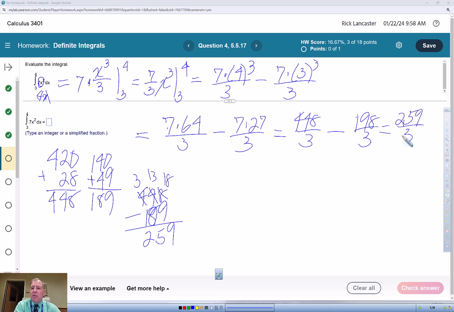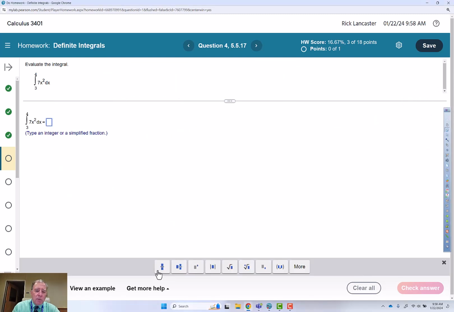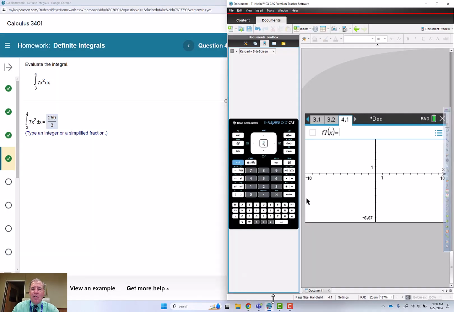259 thirds. Now there's a trick. If I add up the digits and it's divisible by 3, then I can divide by 3. That's 2 plus 5 plus 9 is 16. Not divisible by 3, so that's my exact answer. So simplified fraction, 259 thirds. Check that answer. Fantastic. Now we're going to do it 2 ways in the calculator.